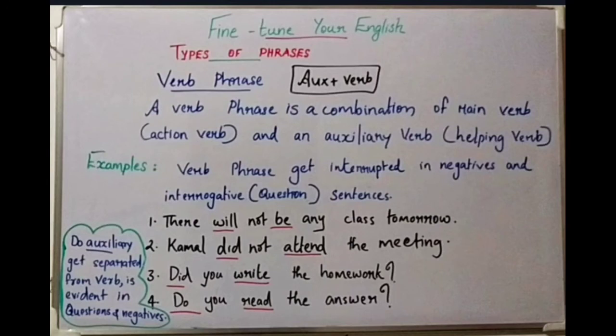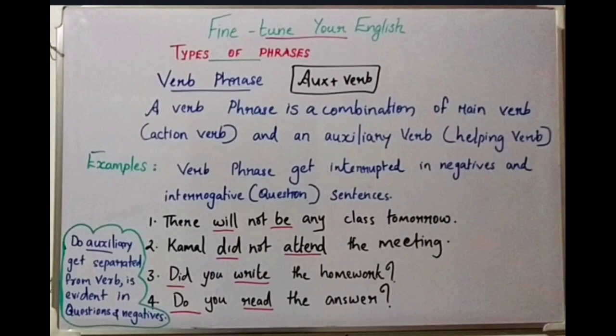One more point should be noted. The do auxiliary gets separated from the verb, and this is evident in questions and negatives. In the beginning we had discussed that the do auxiliary couldn't be separated from the verb; it will be along with the verb. But in the case of a negative sentence or a question, it can be separated. See the examples given here.